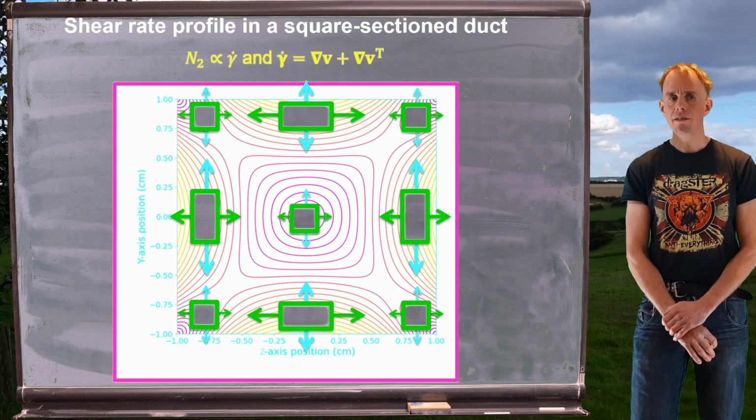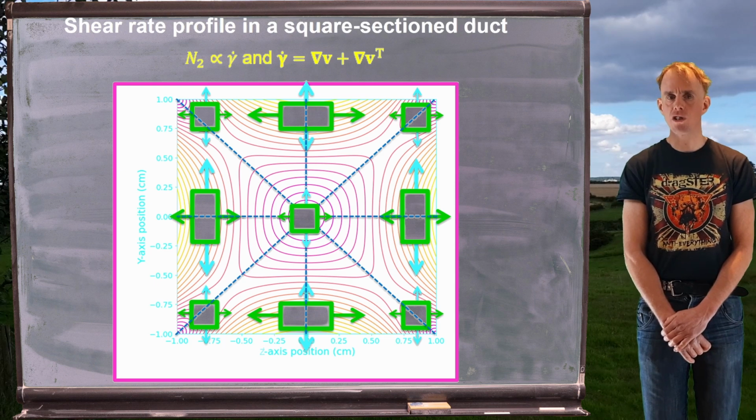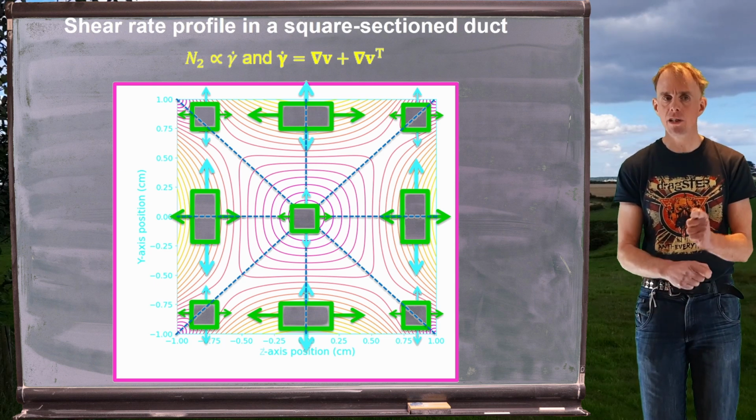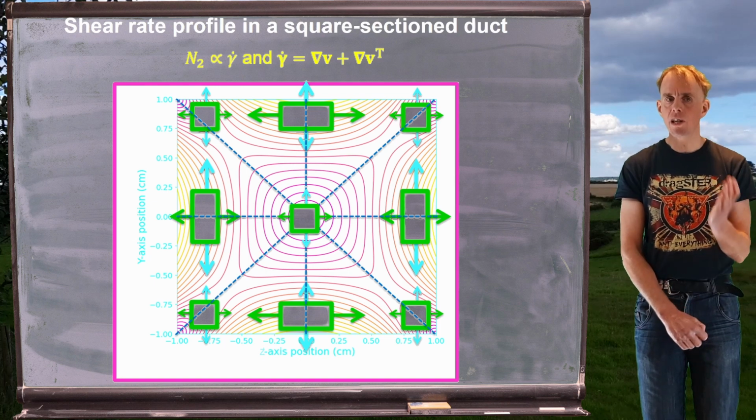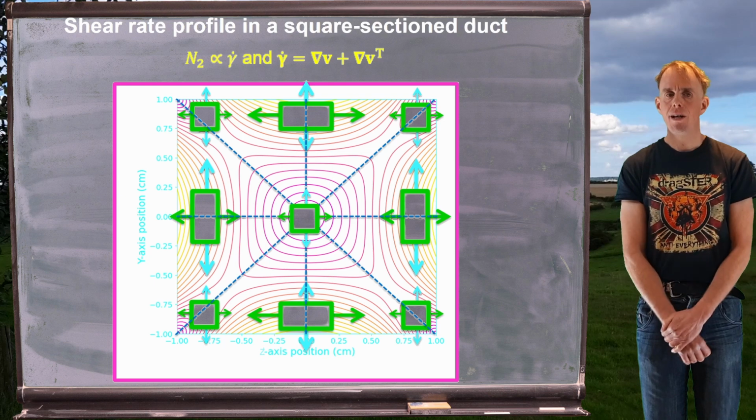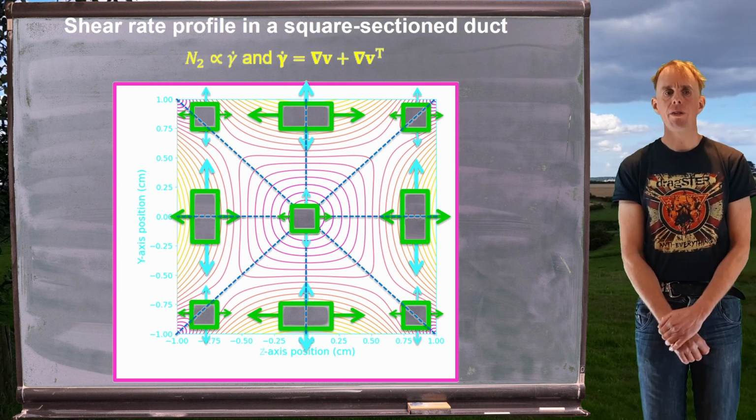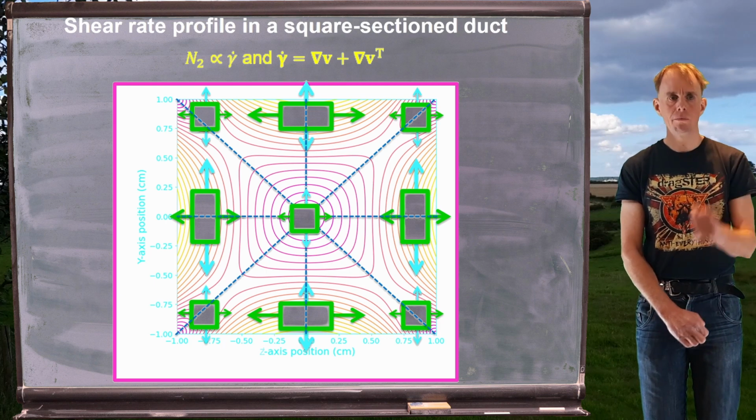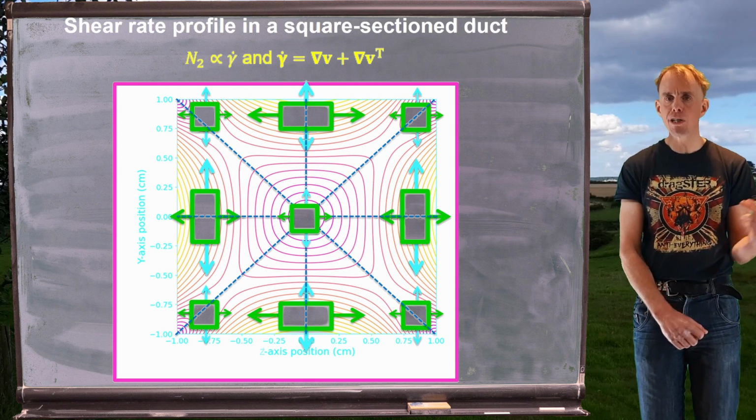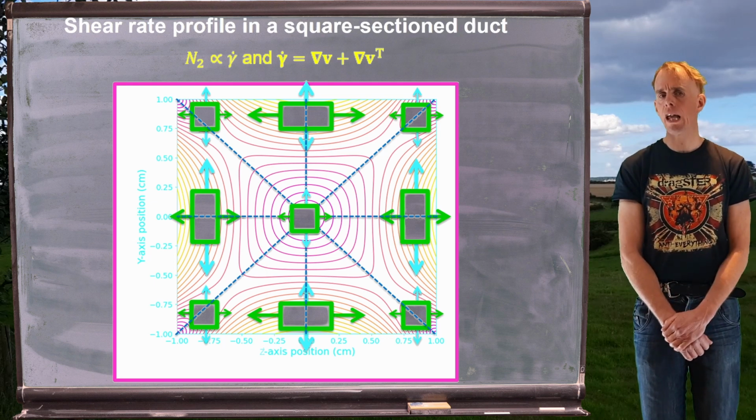We can see that if we draw the symmetry lines on this square section duct, with symmetry lines joining the corners together and joining the mid-sides together, we can see the same stress pattern repeating itself. And if we think about one of these sections, let's look at the top of the diagram. Let's look at the right-hand side where we've got that big green arrow pointing to the right and that little tiny green arrow pointing to the left.